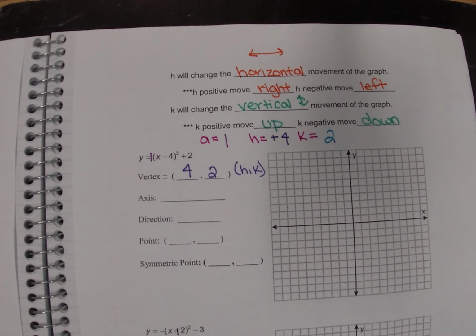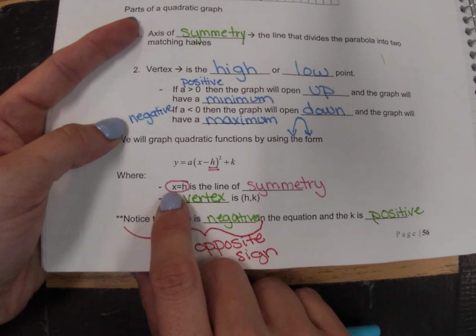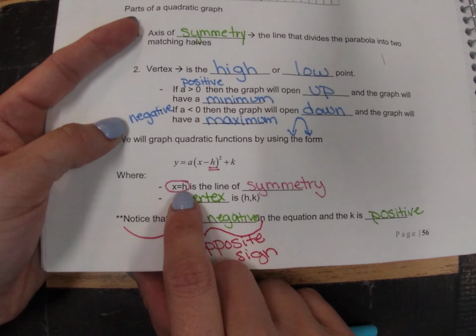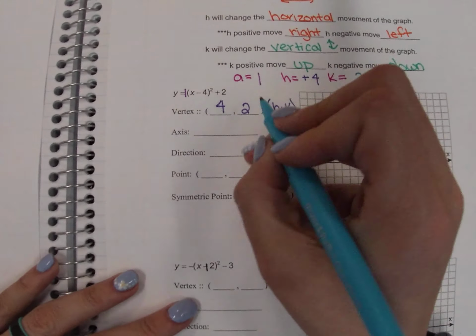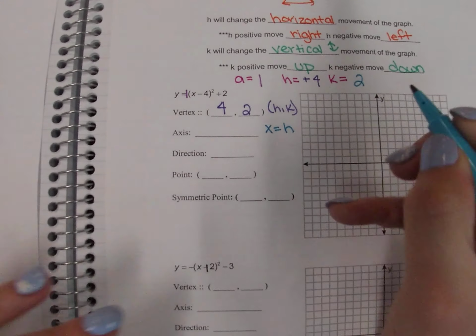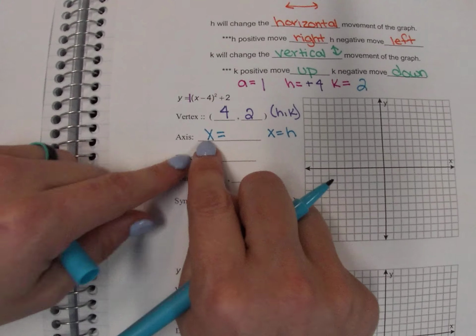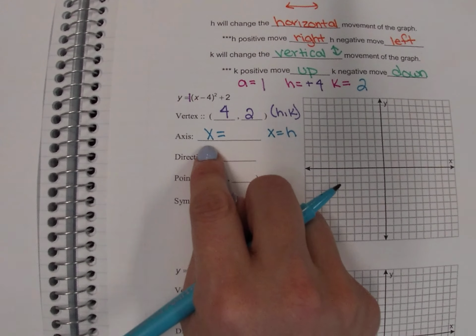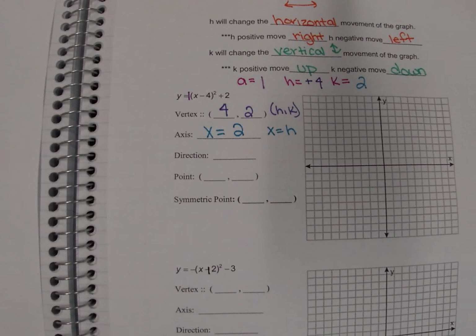Our axis of symmetry. Right, if we look over here in our notes, we said our axis of symmetry is X equals H. Our axis of symmetry and our line of symmetry, remember, are the exact same thing. So our axis of symmetry, if it's X equals H, is going to be X equals. You have to write the X equals. This is a line, not just a number. So X equals 2.